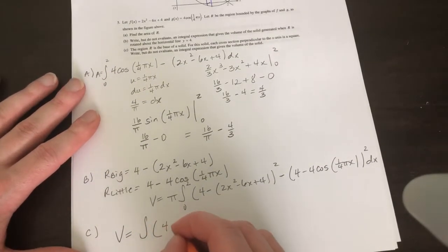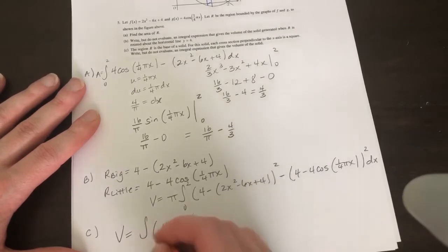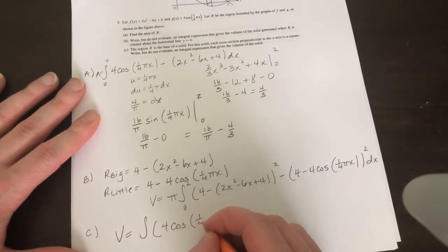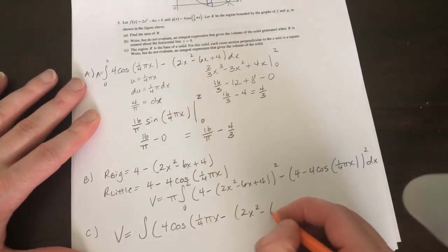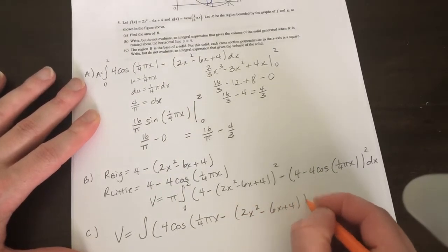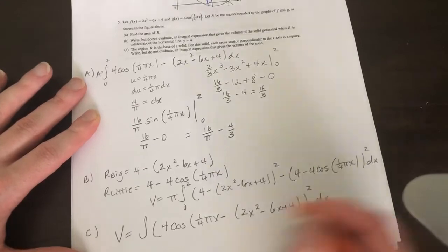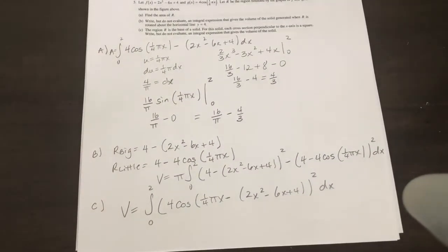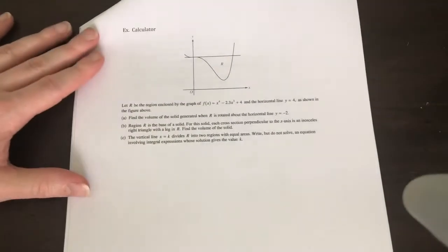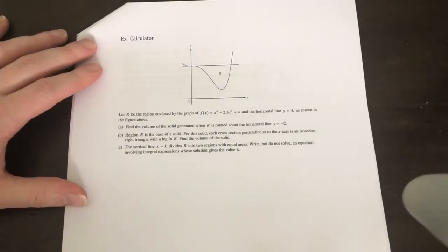So it's 4 cosine of 1/4 pi x minus 2x squared minus 6x plus 4 squared dx, and we're going from 0 to 2. Okay? So this should be fresh in your mind because we just did this like 2 weeks ago. Okay, next one. So this is going to be calculator.